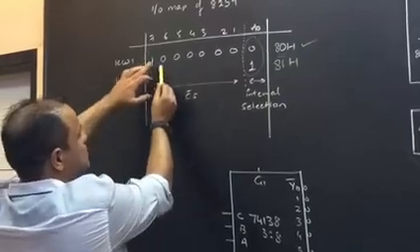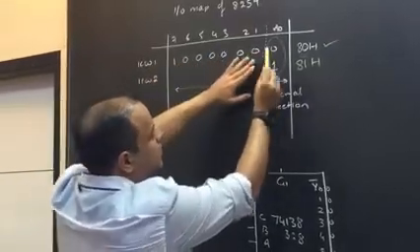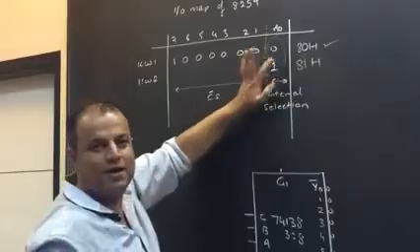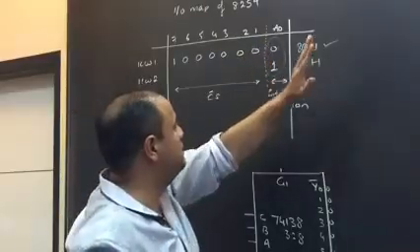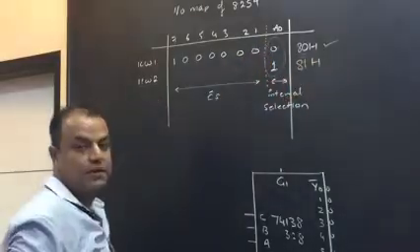That means A7 should be 1, A6 should be 0, and so on. But there is no condition on A0. A0 can be 0 or 1. Are you clear? So keeping A0 out of the picture, these are the lines that we need to decode.